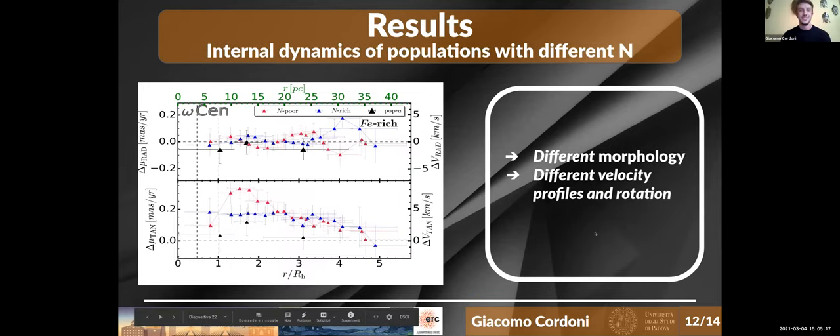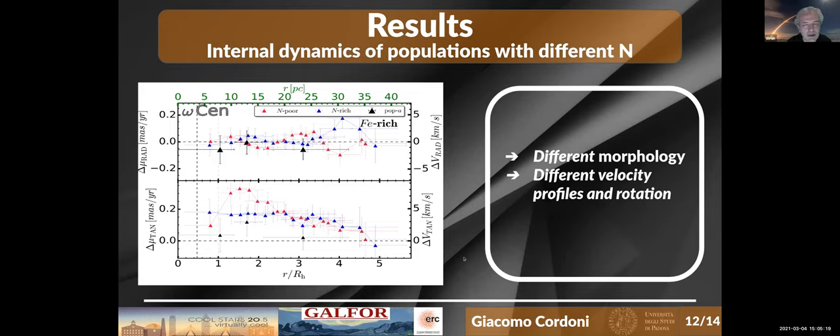Sorry. Yeah, I wanted to understand a bit better. So here, what you are finding is that this composition in some could be modified by the rotation. So can you tell me a little bit more? I'm not too used to this plot. So are the red triangles in the bottom plot meaning that the stars are rotating faster?